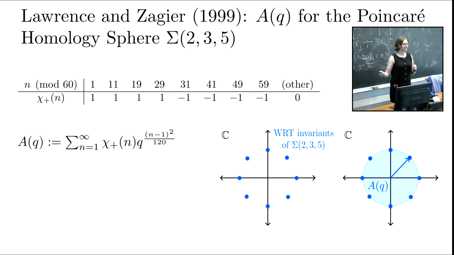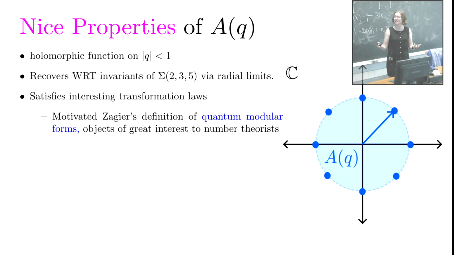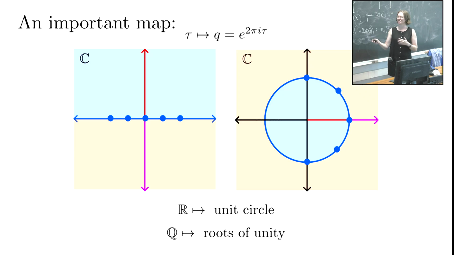Actually, maybe I'll stop here and see if there are questions. Okay. So I mentioned some of the nice properties of this thing already. It's a holomorphic function on the interior of the unit disk. It recovers WRT invariants via radial limits. It was also found by these two authors to satisfy interesting transformation laws. And these transformation laws motivated Zagier's definition of a quantum modular form, which has since become an object of great interest to number theorists. So now we'll do a quick detour to talk about modular and quantum modular forms, like a topologist's introduction to them.